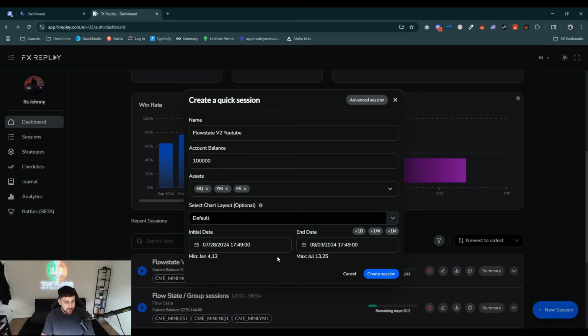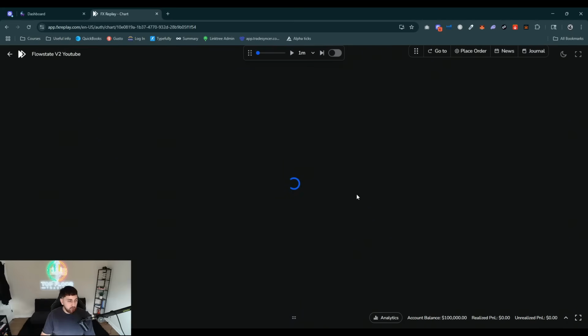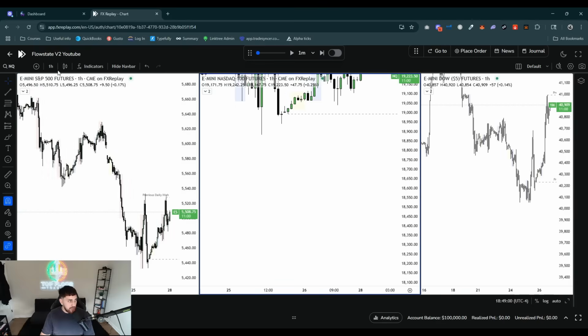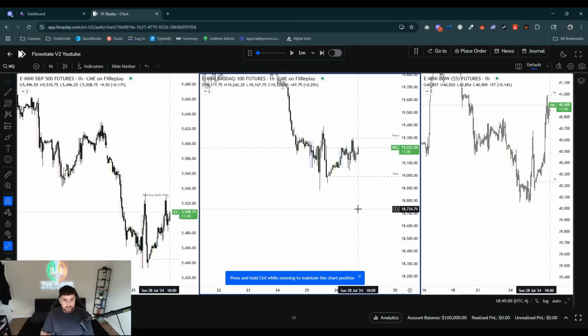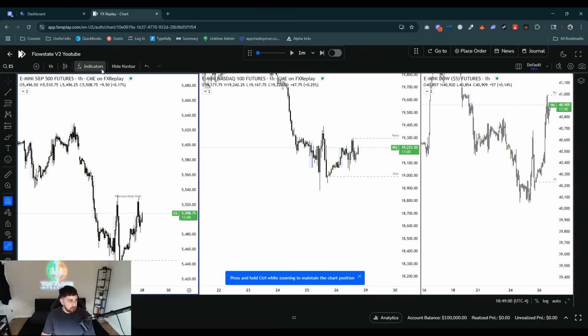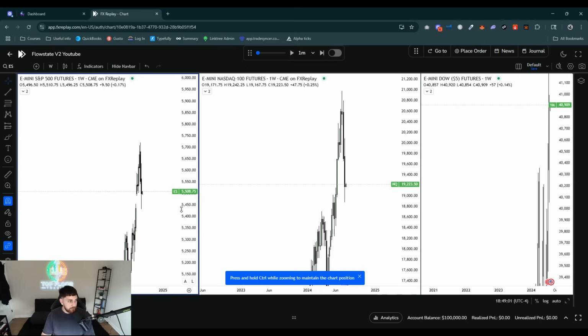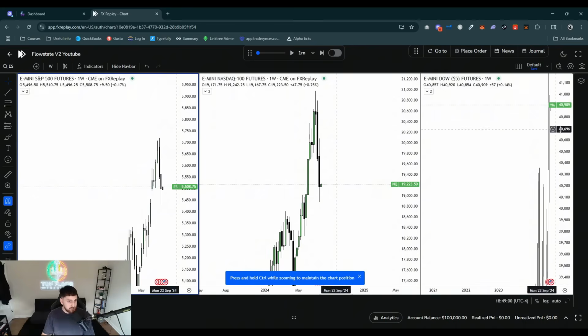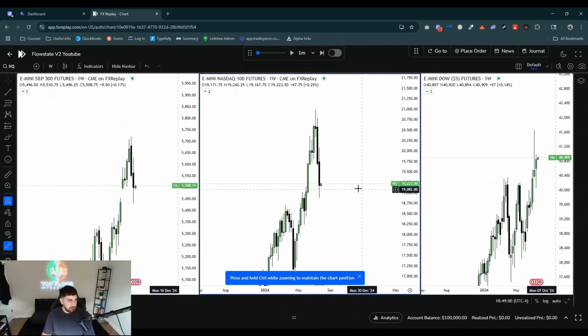So let's go ahead and start the session, create session, and we will jump into this and see how we do. So it's going to be a whole 1 hour backtesting session. Usually backtesting a week takes about an hour. So let's go ahead and jump into it. Let's go to the weekly candles, and let's see if we can find any ranges that we can use. So we got the Dow, we got the ES, and we have the NQ here on the chart.